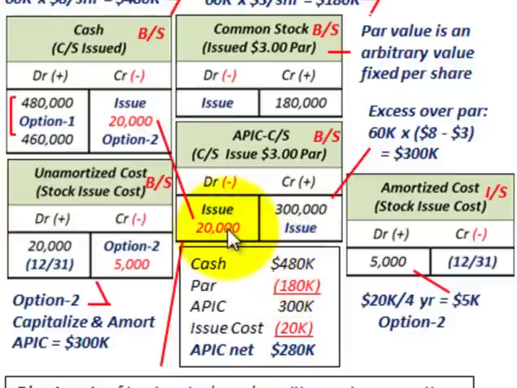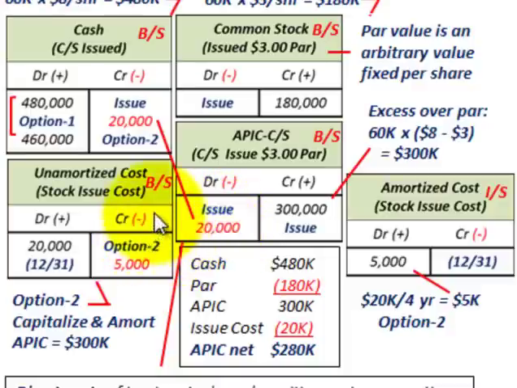Now that's option one. We would have debited, or reduced, our additional paid-in capital by $20,000, and the credit would go to the cash account. We would have credited, or reduced, our cash account for $20,000. So credit, reduce cash by $20,000, and debit, reduce your additional paid-in capital by $20,000. That's option one, where we reduced our additional paid-in capital directly.